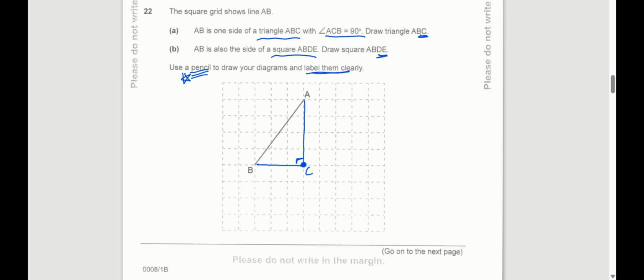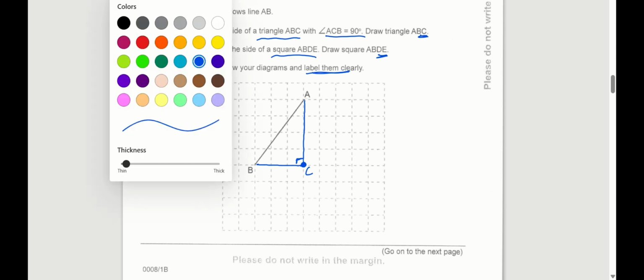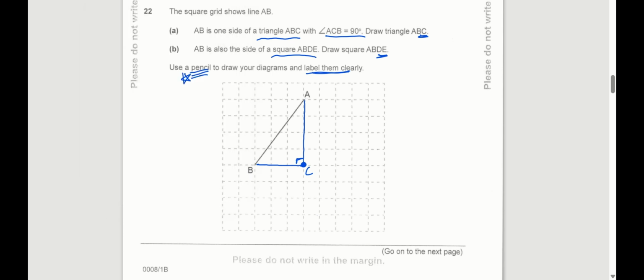Now then for ABDE, you're looking for a square, so you should have a right angle on 4 corners. So which means the points should be here and here.